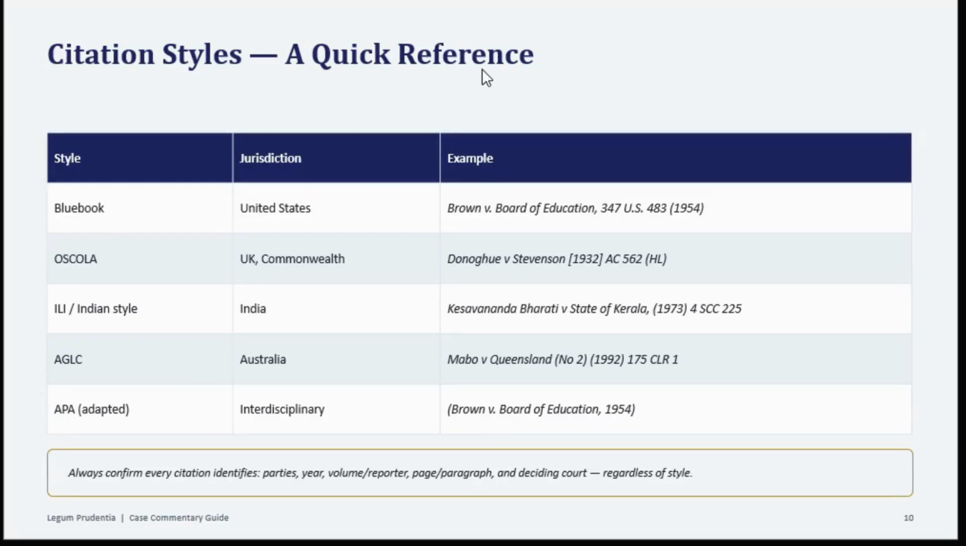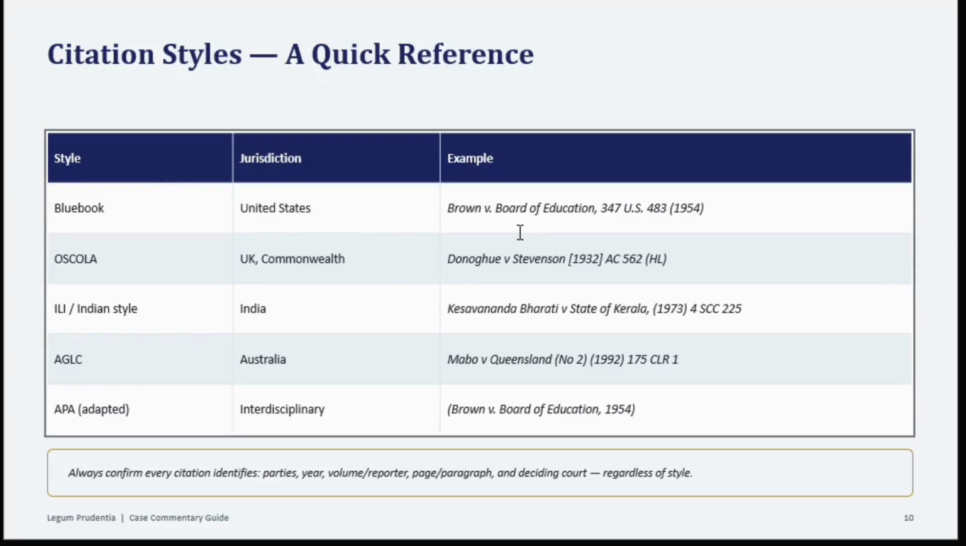Now comes citation styles. We have many kinds of citation styles. First is Bluebook. Bluebook has many variations, but right now the Bluebook 21st edition is very popular. Jurisdiction is the United States. An example for Bluebook is Brown versus Board of Education. Then comes OSCOLA. Jurisdiction is UK and Commonwealth. Then comes ILI, Indian style, for India. Then AGLC, Australia. APA, adapted, interdisciplinary. Always confirm every citation identifies parties, year, volume, reporter, page, and paragraph at the deciding court, regardless of style.